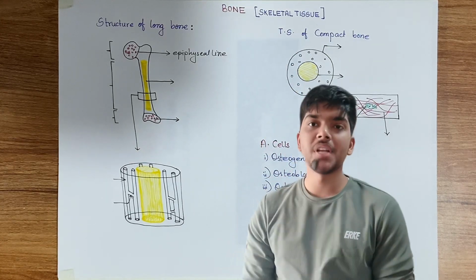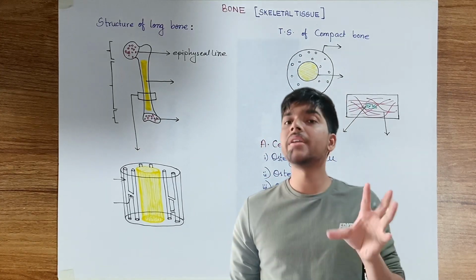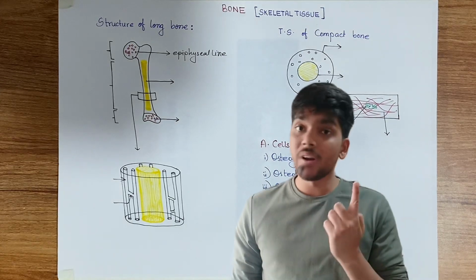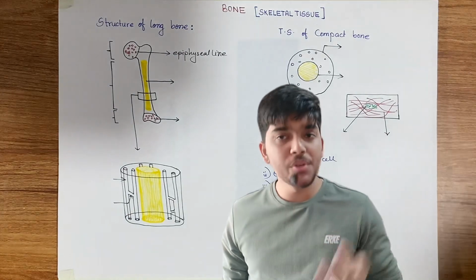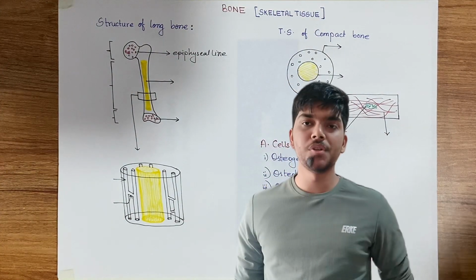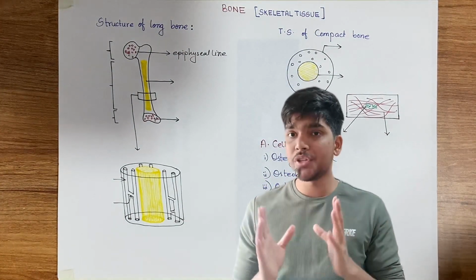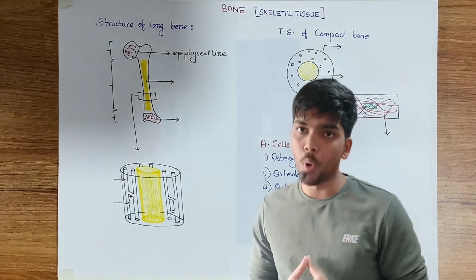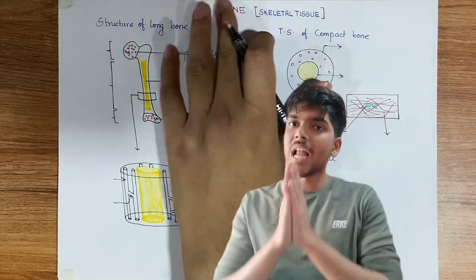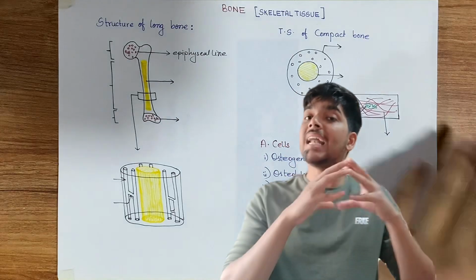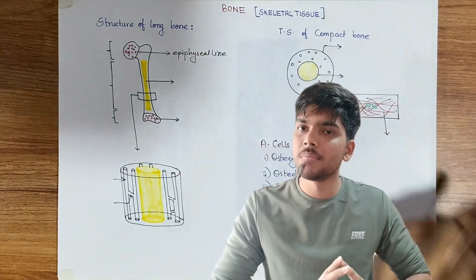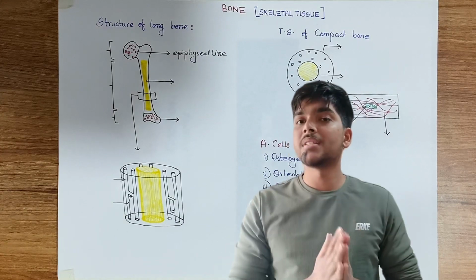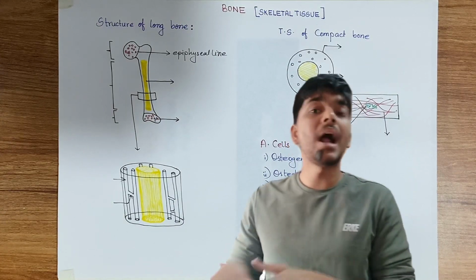Now it's time for specialized connective tissue. Under connective tissue proper, we saw areolar connective tissue, adipose connective tissue, white fibrous connective tissue, and yellow fibrous connective tissue. Under specialized connective tissue, we are starting off with bone. Even under specialized connective tissue, there's your skeletal connective tissue, under which there's bone and cartilage. Among these two, we are starting off with bone, then we'll move to cartilage.